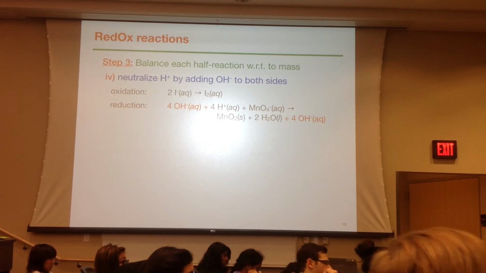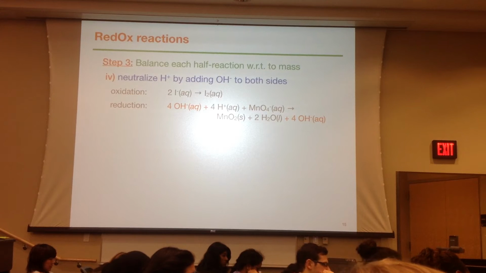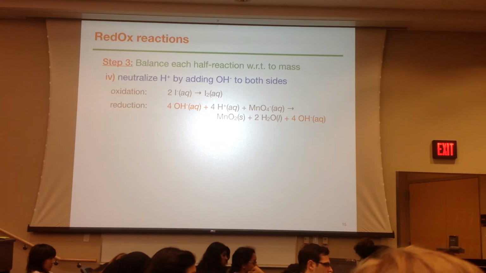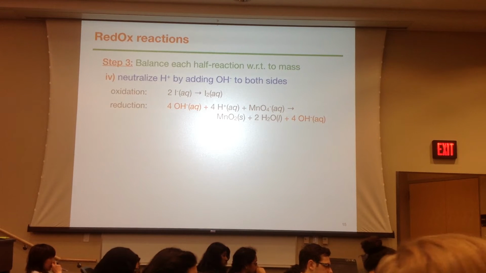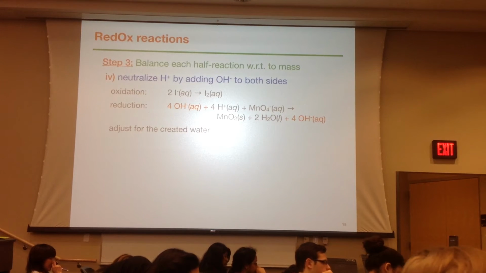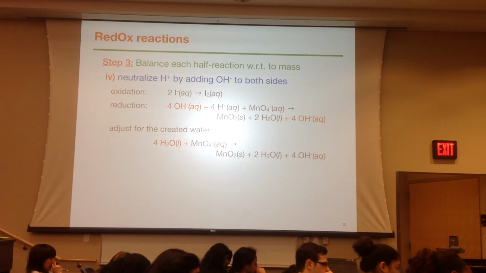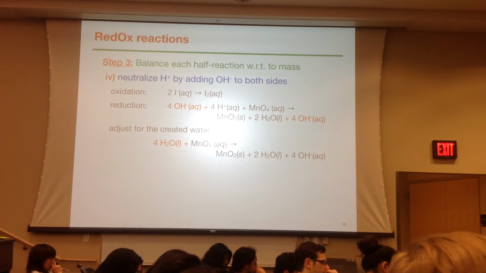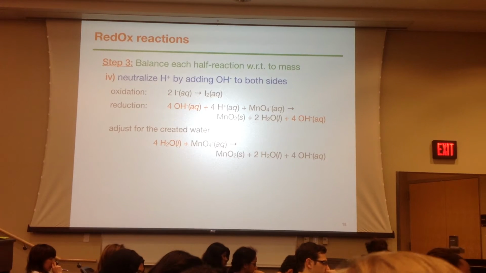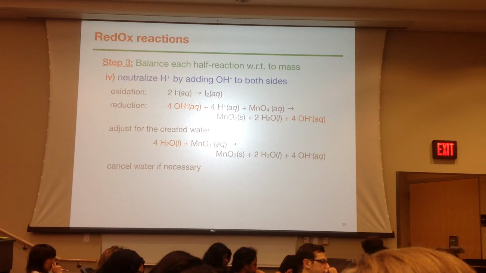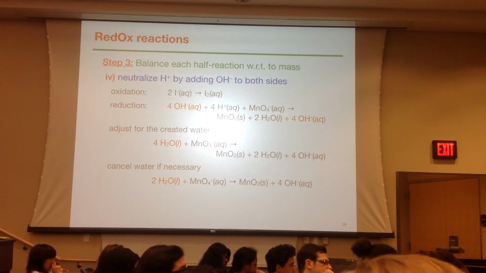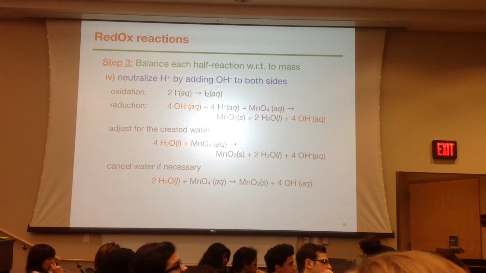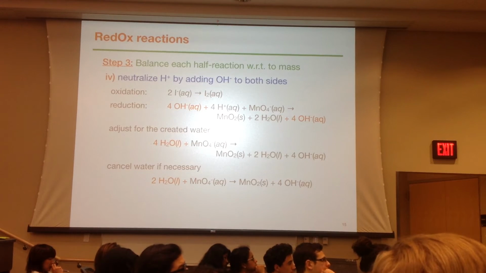Now, whenever I have hydroxide and hydronium in solution with one another, they react to give me water. It means this is going to produce 4 waters. I have to adjust for the created waters. This produces 4 waters, but I now have 4 waters on the reactant side, 2 on the product side. 2 of them are going to cancel. Cancel if necessary, and we're going to do so. And there is my balanced half reaction in basic conditions for the manganese.